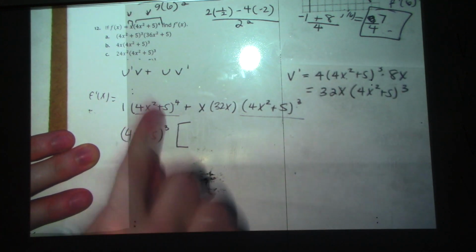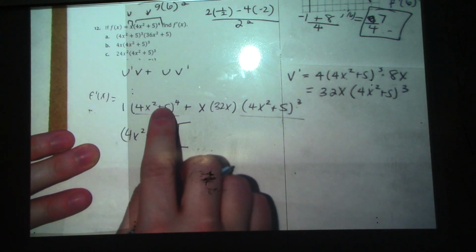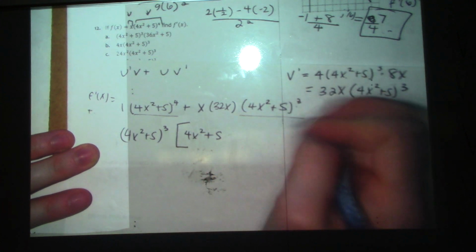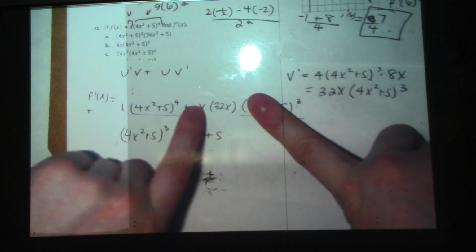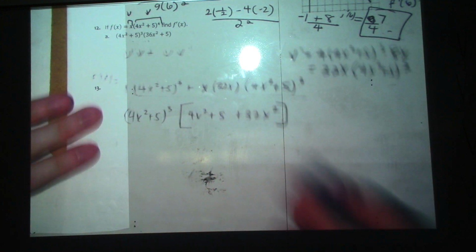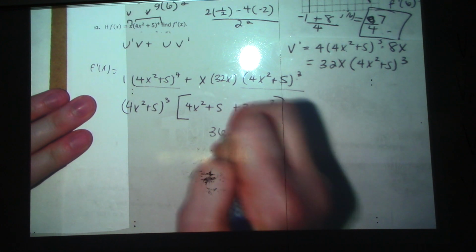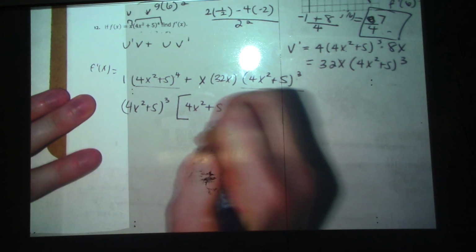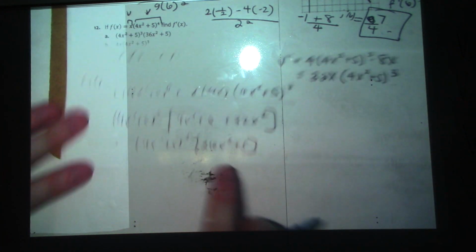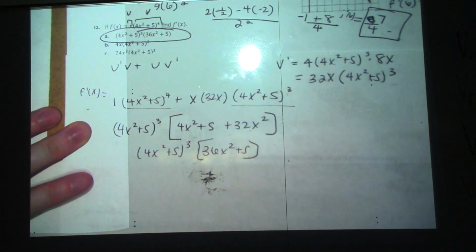And then what I would be left with is 1 times 4x squared plus 5, so 4x squared plus 5. And then I took away all of this, but I still have x times 32x, which would be 32x squared. And then these two can combine, that's 36x squared plus 5 times the original 4x squared plus 5 cubed that I just pulled out. So then your answer choice was A.